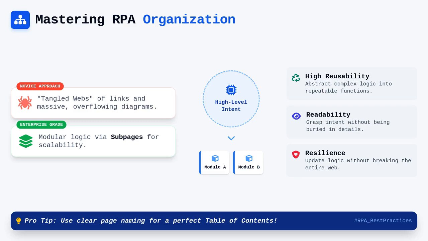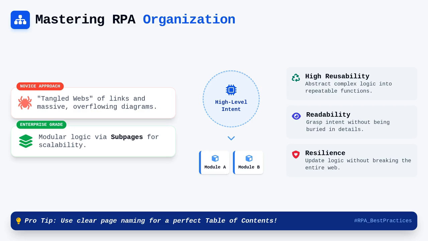Organization is one of the most critical aspects of professional robotic process automation development, often separating novice implementations from enterprise-grade solutions. If you find your diagram spanning hundreds of pixels in a single view, you are likely failing to utilize subpages effectively. Subpages allow you to abstract complex segments of your logic into modular, distinct groupings that can be called repeatedly. This promotes high reusability and significantly improves readability, as it allows a developer to grasp the high-level intent of a process without being buried in fine-grained implementation details.